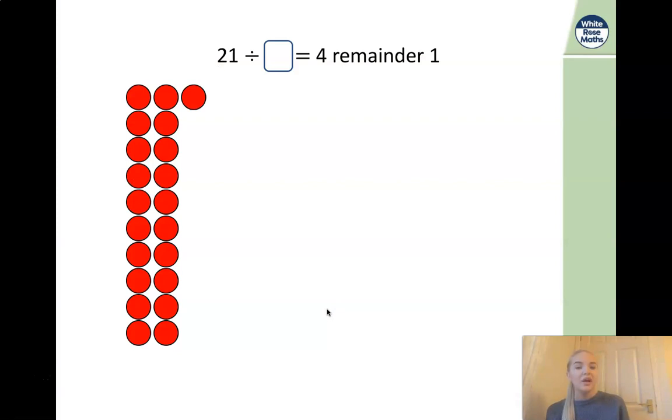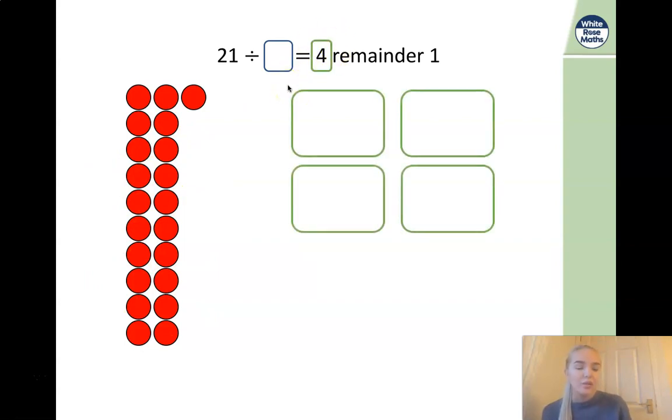Okay, so we now have the problem of finding the missing number. So 21 divided by something gives us 4, remainder 1. How on earth am I going to work this out? Well, I can see here that I've got my 21 counters. We know that we will have made 4 groups. So we can make those 4 groups there, ready to put the counters in. We also know that we have a remainder of 1, so we can move that remainder of 1 to the side for the time being. And we can then begin to split the rest of our counters between our 4 groups.